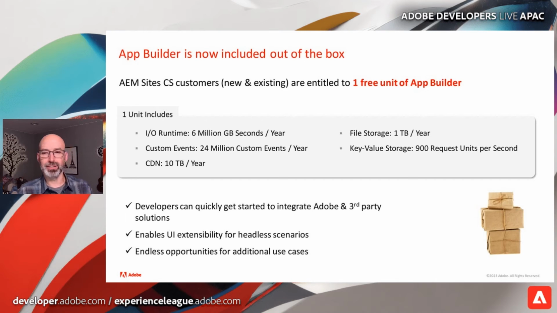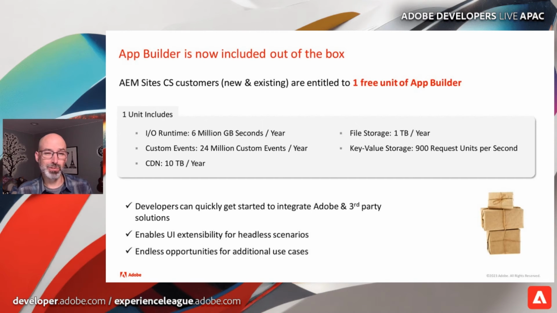App Builder is now included out of the box, and we have a trial program, so if you are not an AEM Cloud Service Sites customer, you can try the trial if you want to check it out. But if you are an AEM Cloud Service Sites customer, you are entitled to one free unit of App Builder. And the one unit gives you all of those elements down below: 6 million gigabyte seconds a year, 24 million custom events, 10 terabytes a year of CDN file storage, and key value store. Essentially it allows you to get up and running quickly.